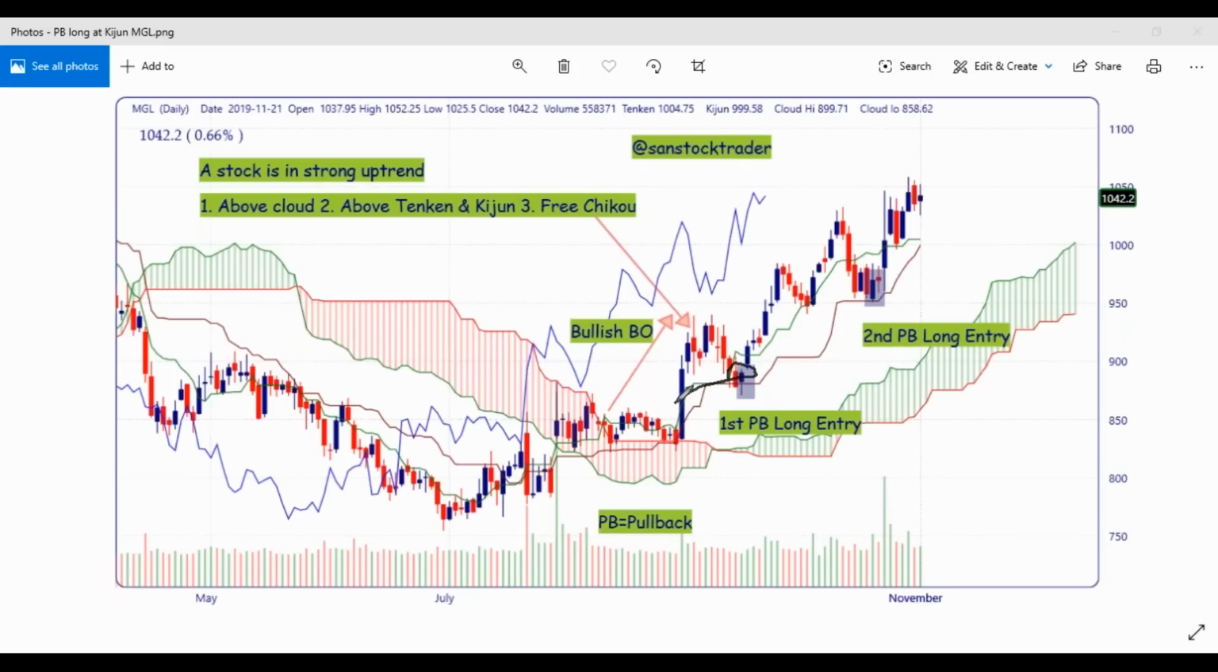So here we get a nice pullback at the Kijun-sen, followed by a nice move. Now here we already talked about the stop loss, how to place the stop loss based on the 1 hour, 1.2 hour, and 2 hour.